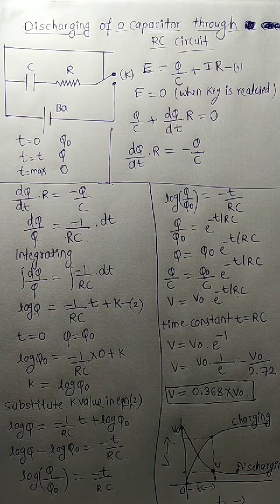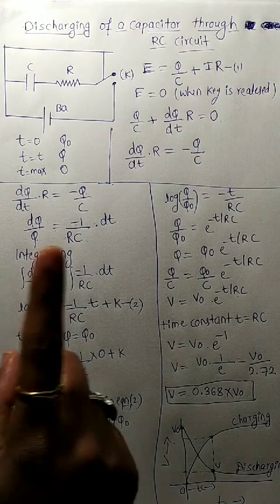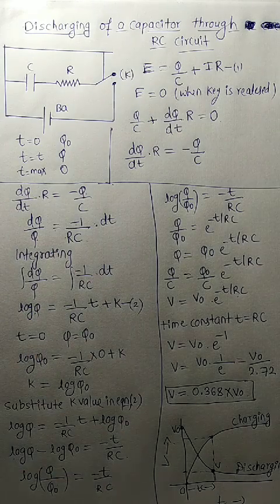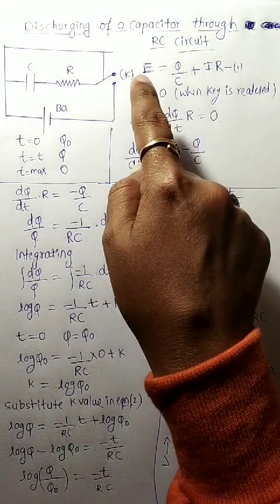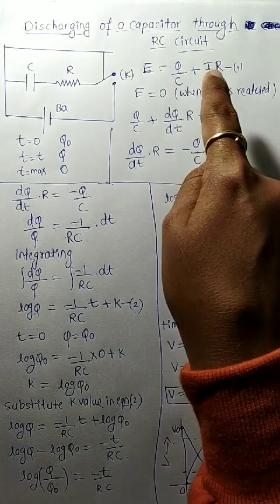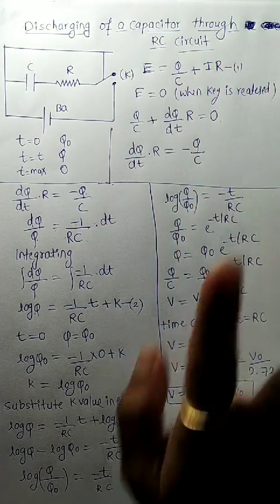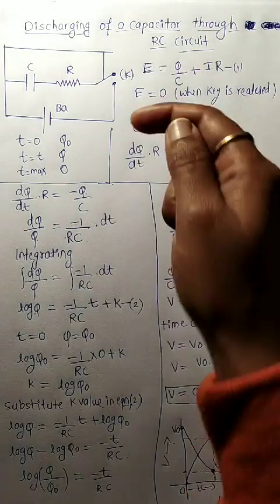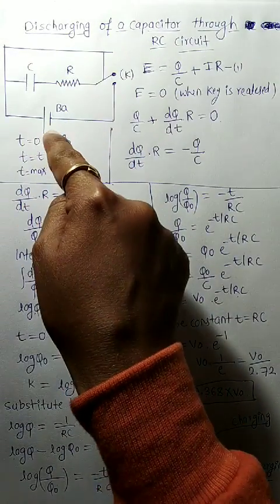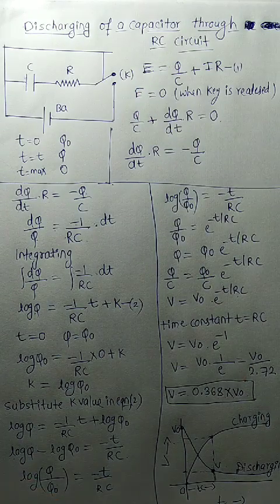Now, for the discharging of a capacitor, we have a resistor and a capacitor connected in series with the battery, and initially the key is closed. When it is closed, the voltage is distributed among the two components. So E is equal to Q by C plus I into R, where Q is the charge at time t seconds, C is the capacitance of the capacitor, I is the current, and R is the resistance of the resistor. But when you release the key, there is no function of the battery. So E is equal to 0, because no voltage is coming from the battery.